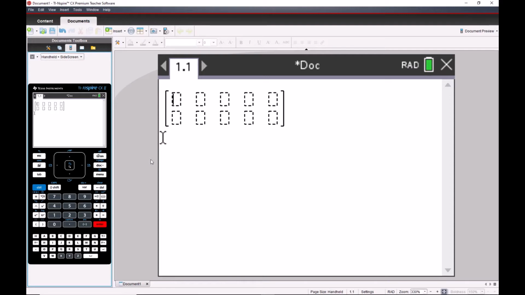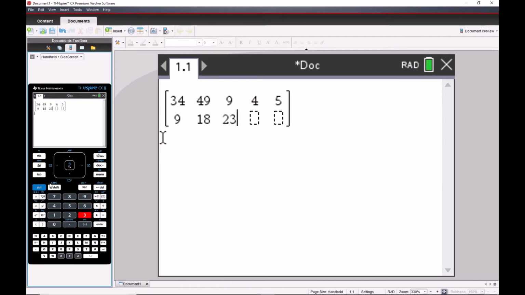Now the thing to remember is that you want to change the fields by hitting the tab key. So it'll be 34 tab and 49. Keep hitting tab. 9, 4, and 5. So 9 tab, 4 tab, 5. And then you can just use your click pad to go down and back over. And then it'll be 9 and 18, so 9 tab 18. And what are those last 3? 23, 28, and 46. All right, those are all in.